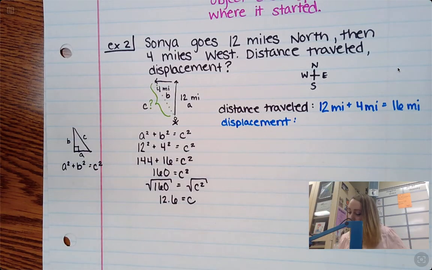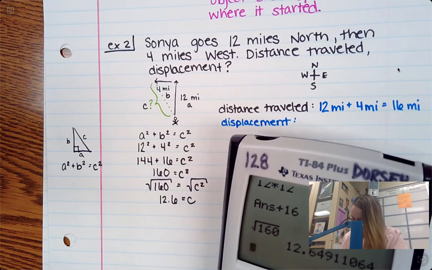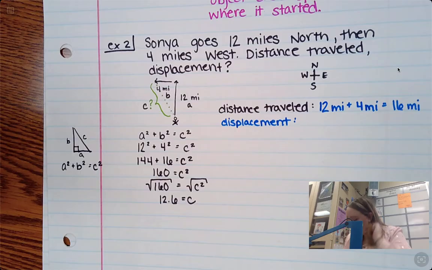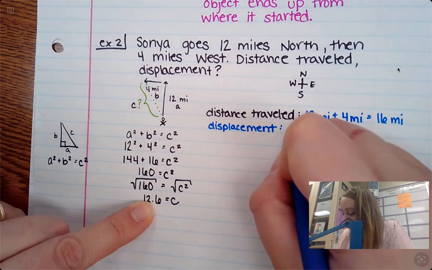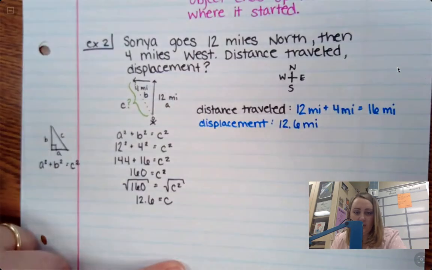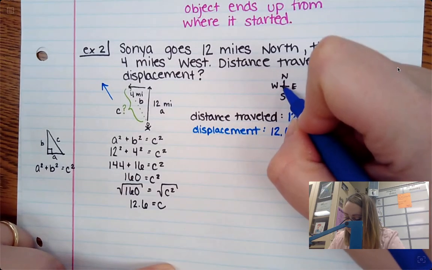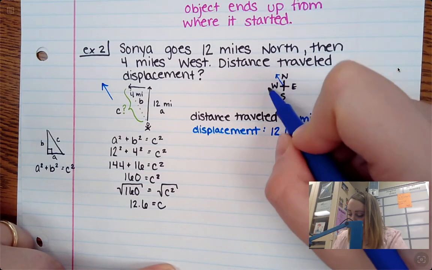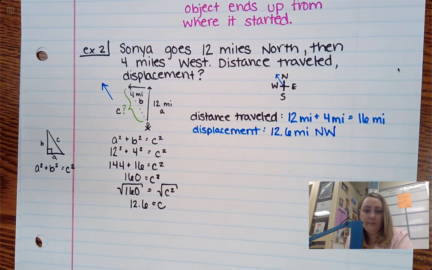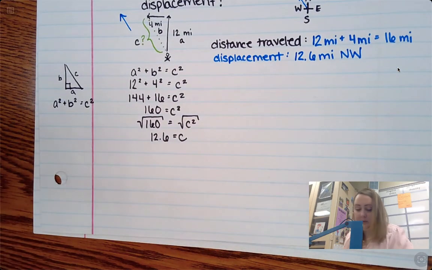I'm looking to double check my work. So 12.6 miles. And then we also have to think, what direction is that? She's going in this direction. So if I put that on my compass, that is northwest. All right, let's do another one of those.